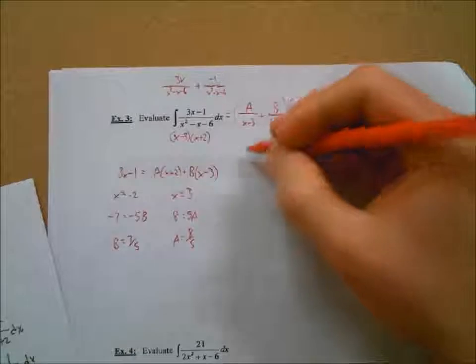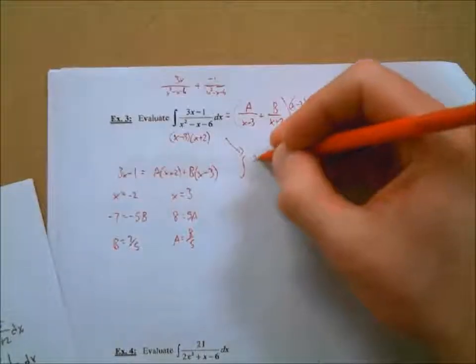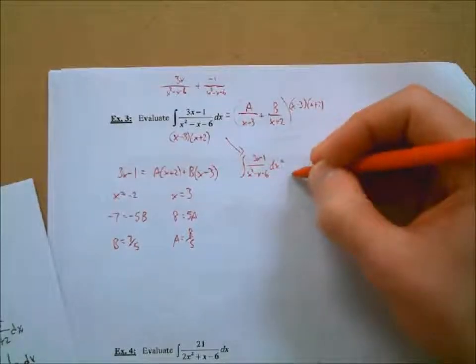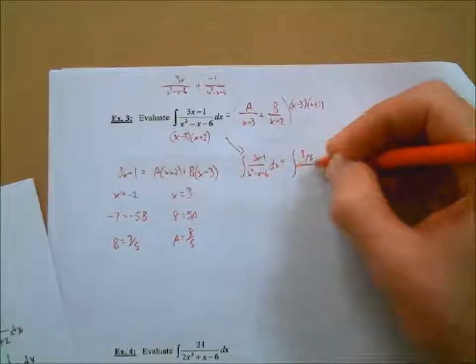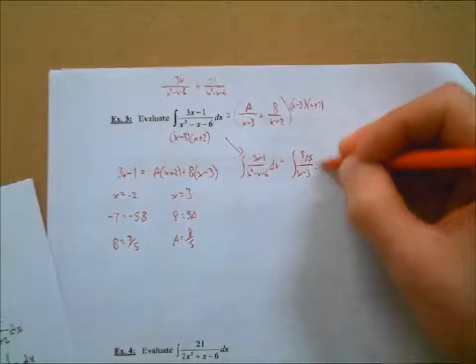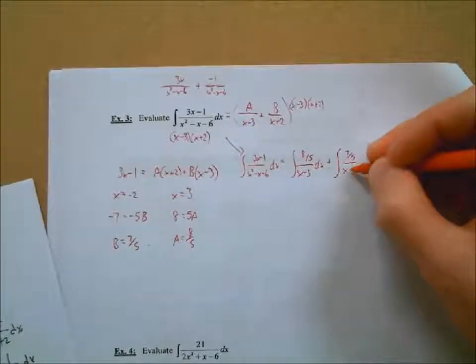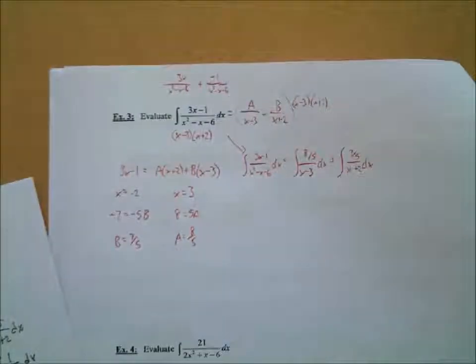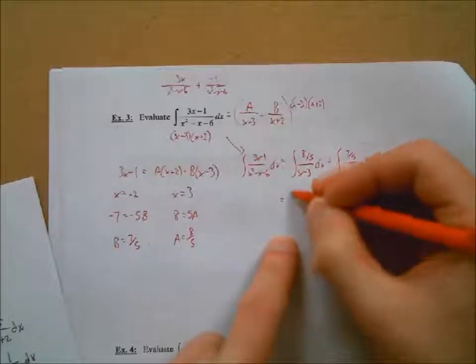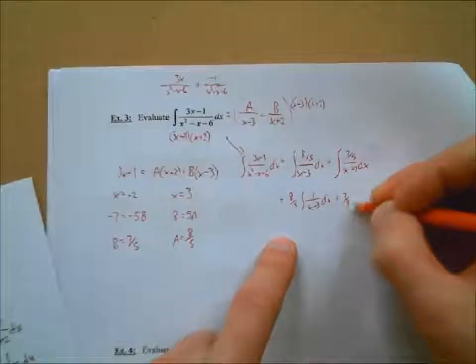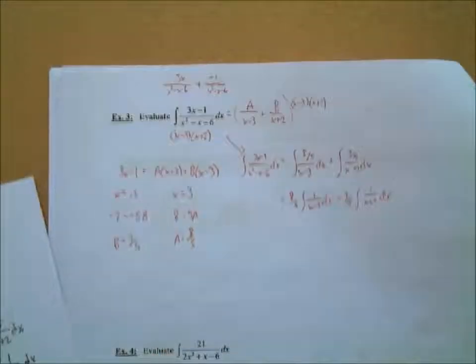And so the integral of (3x minus 1) over (x squared minus x minus 6) dx equals the integral of (8/5) over (x minus 3) dx plus the integral of (7/5) over (x plus 2) dx. That 8/5 and that 7/5, what can we do with those? Bring them out front, right? They're just coefficients. And so we can make that 8/5 times the integral of 1 over x minus 3 plus 7/5 times the integral of 1 over x plus 2. Okay?